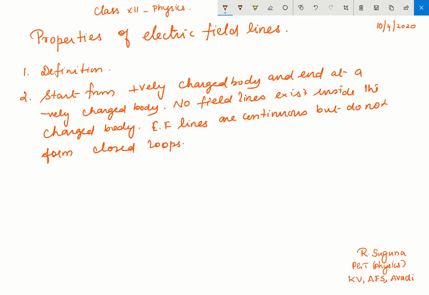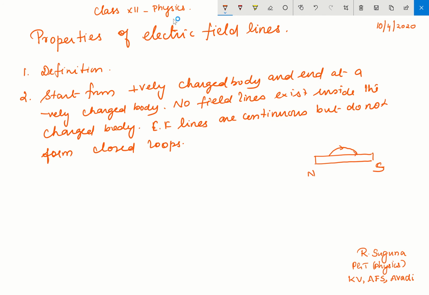I think you would have studied magnetic field lines in 10th standard, right? Magnetic field lines go from north to south outside the magnet, but inside the magnet also there will be magnetic field lines. Recall your 10th standard. For example, if it is north and if it is south, the field lines go from north to south. Here, electric field lines start from a positively charged body and end at a negatively charged body. But in the case of magnetic field lines, they start from north and go to south, and it won't stop there.